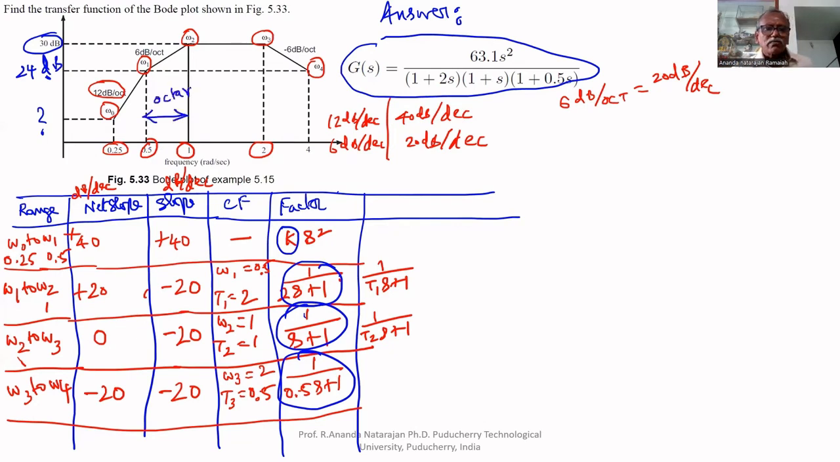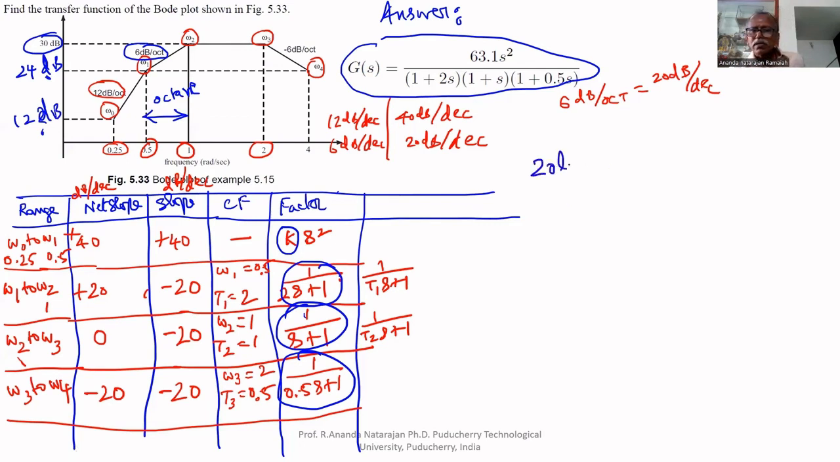In 1 octave, it decreases at the rate of 6 dB. Therefore, 30 minus 6, 24. Here 24. Here also 1 octave, so 2 octaves, and 12 we have to subtract. Therefore, here 12 dB. So we know the values, and from that we can find K. Let us use omega 1 to find K.